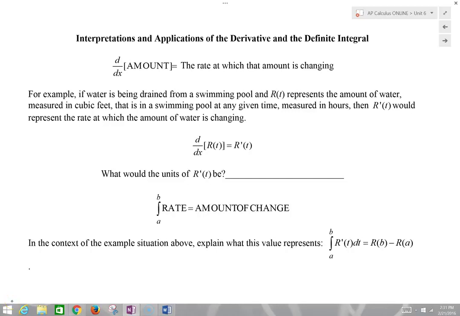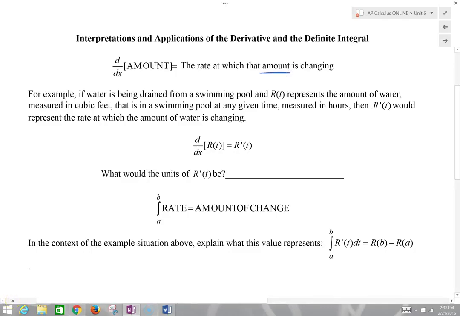Alright, this is day 53 of Sparks Calculus. We're going to talk about the interpretations and applications of the derivative and the definite integral. So for starters, let's talk about what d dx means. d dx of something is the rate at which that something is changing.